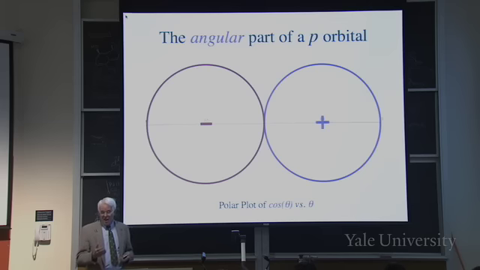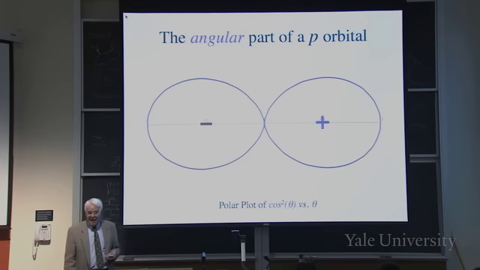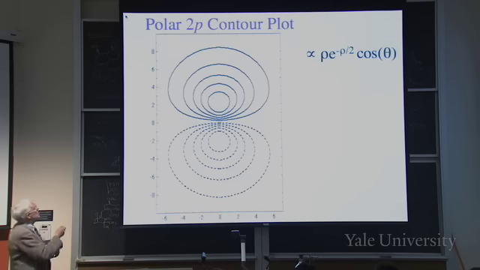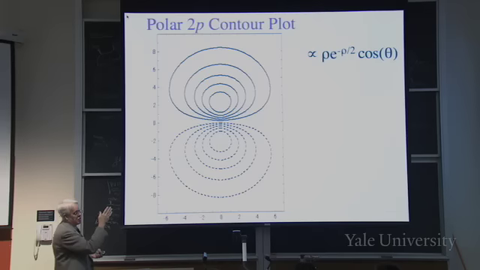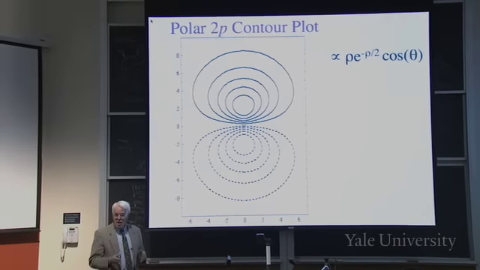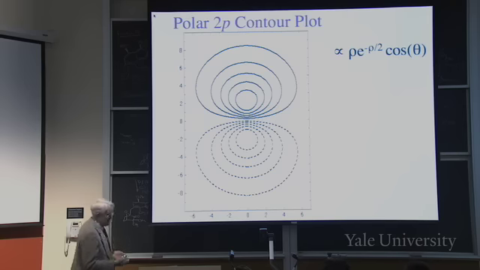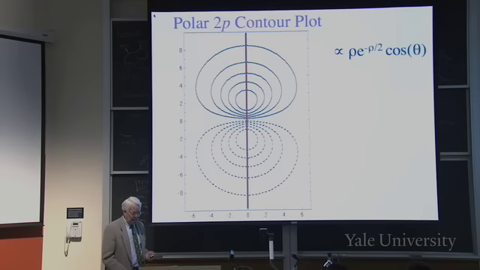Or I could square it in order to look at probability density as a function of theta, right? And it would look like that. So you've seen pictures more or less like that. Or I could make a picture like that, which is a contour plot showing how big it is on a slice through the nucleus, right? So it's rho times e to the minus rho over 2 times cosine of theta. That multiplied by a constant is the wave function. So you can see it's positive at the top, negative at the bottom.